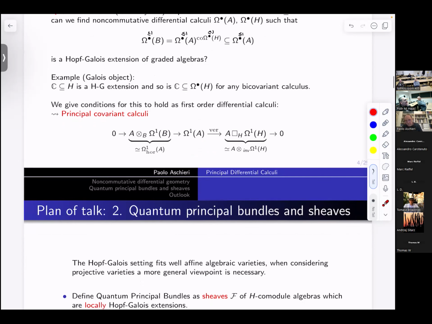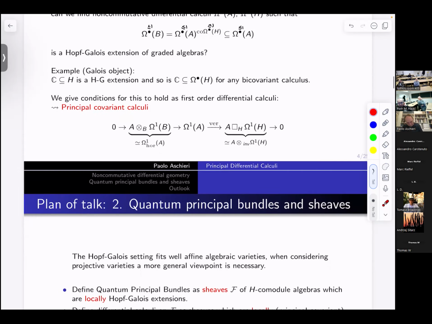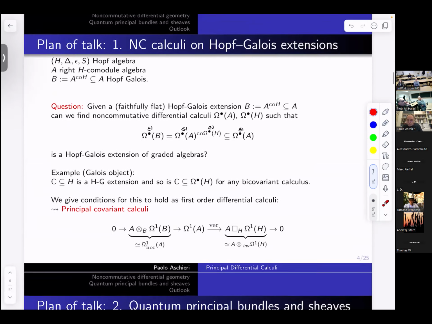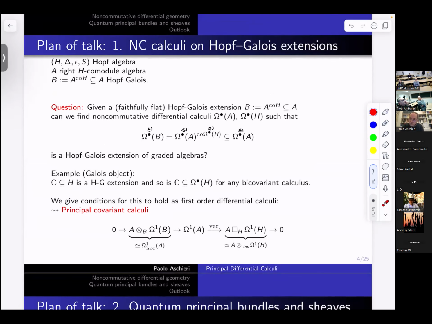Paolo, using the Sweedler-Heynemann notation, could you please explicitly write this vertical map? Yes. I will do it in four pages. So okay. If you can wait, I'll be more specific. So this was to motivate the first part of the talk.